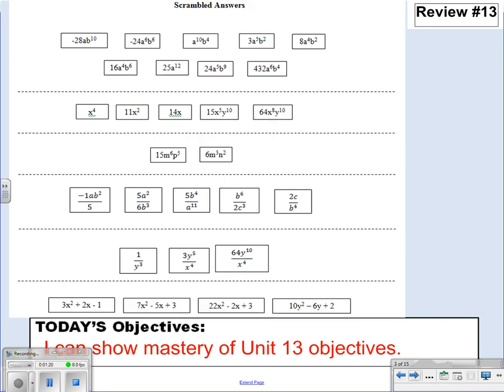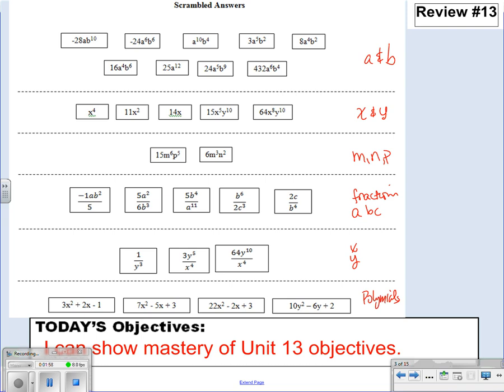If you look at your last page on your review, you will see an answer sheet, scrambled answers. Notice that all the answers that have a's and b's are on the top, followed by answers with x's and y's, then answers with m's, n's, and p's. Then we have our fractions or ratios. The first one has a's, b's, and c's. The second one has just x's and y's. And last, we have our polynomials. So this will help you figure out where your answers are located.